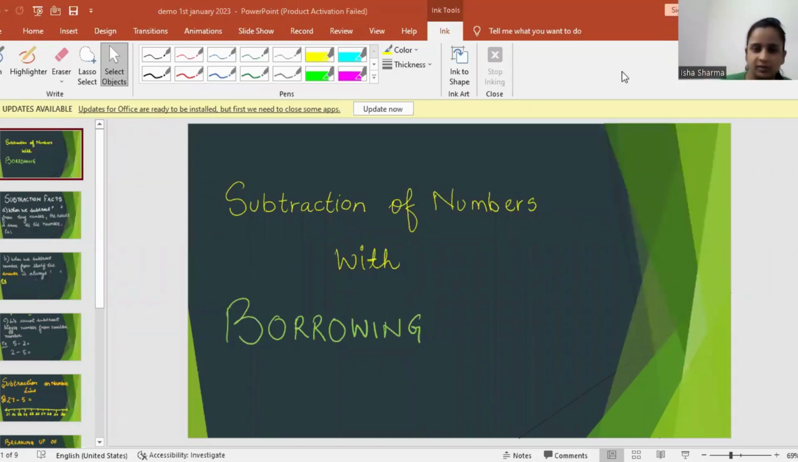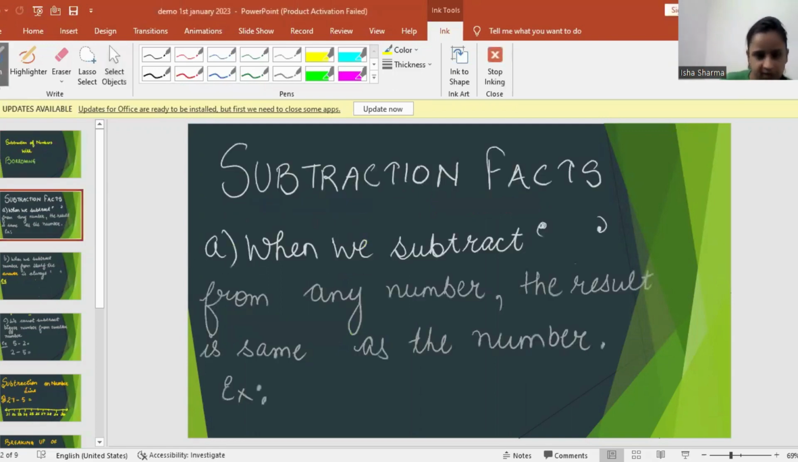Today we will learn how to do subtraction of numbers with borrowing, right? This is basically a topic for primary 1 and primary 2. Before I teach you this topic, let's revise some subtraction facts. The very first subtraction fact is when we subtract 0 from any number, the result is the same as the number, which means if I subtract 0 from any number, let's say 7.